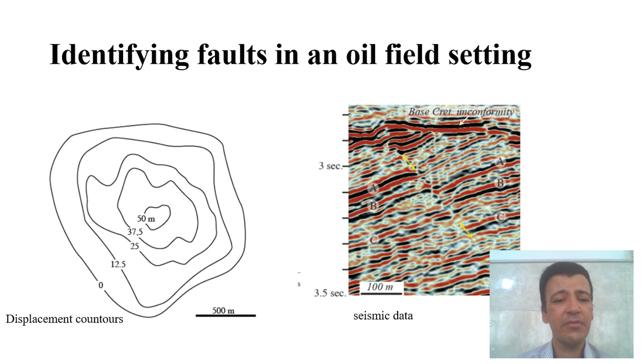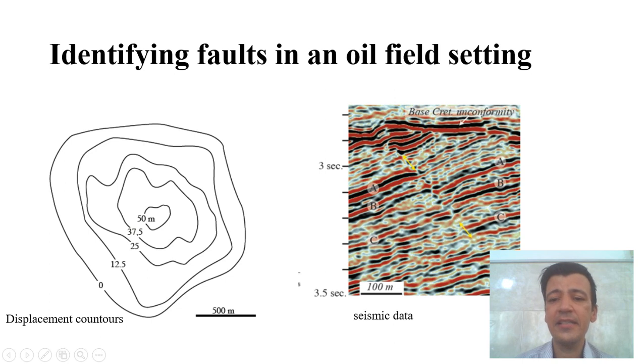In topographic maps, in the contours, faults have distortion and displacements. For example, here you can see a distortion and displacement. This can be a fault. This is a displacement in the contour. Any distortion or untidiness in the contour maps, we can say this is a fault.